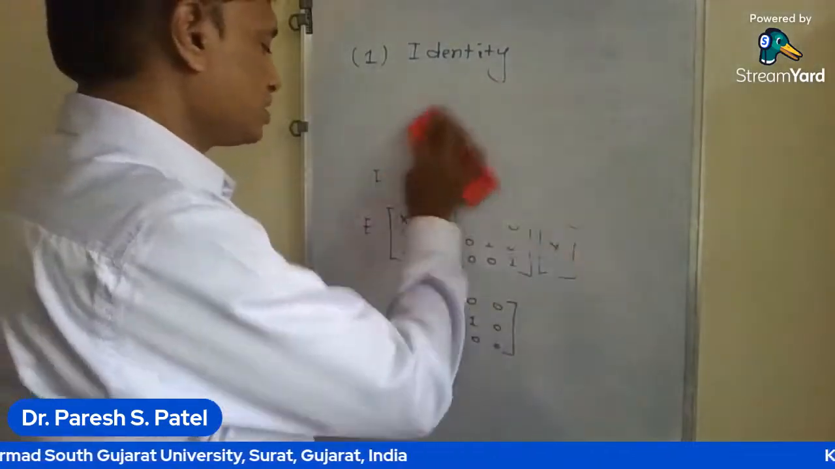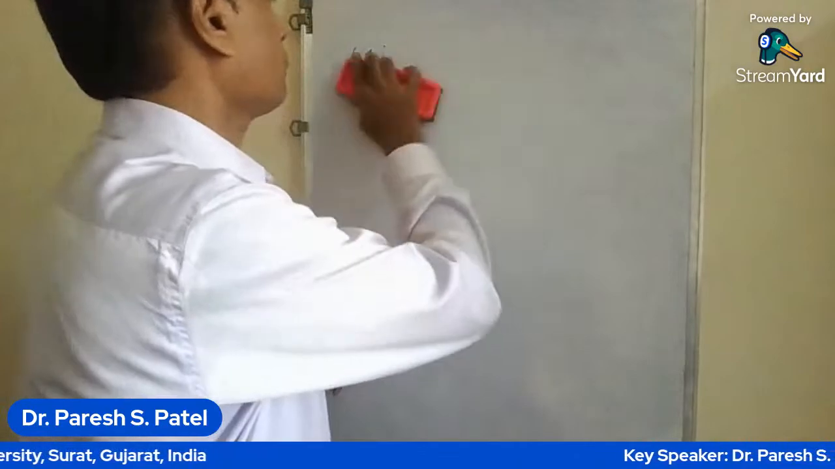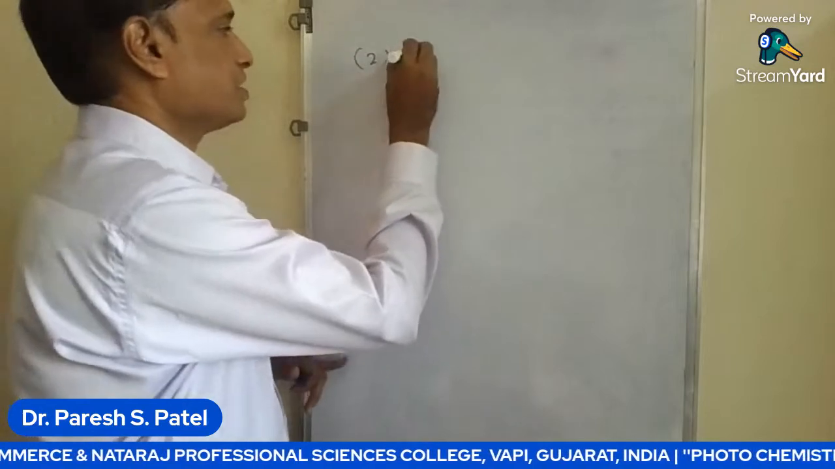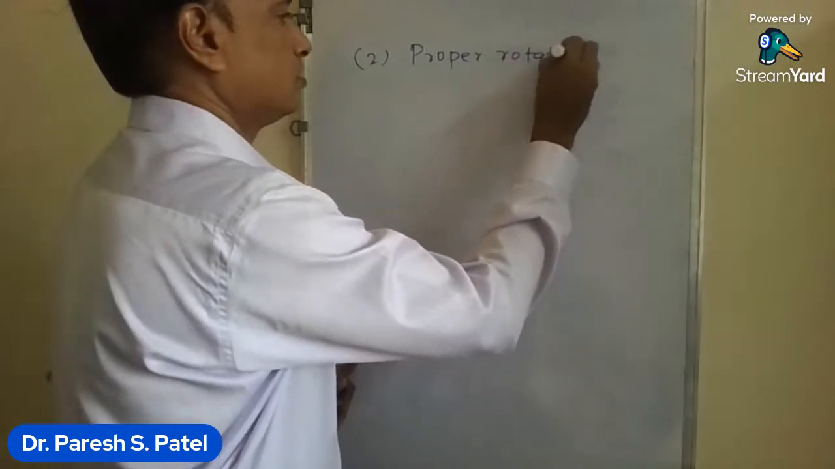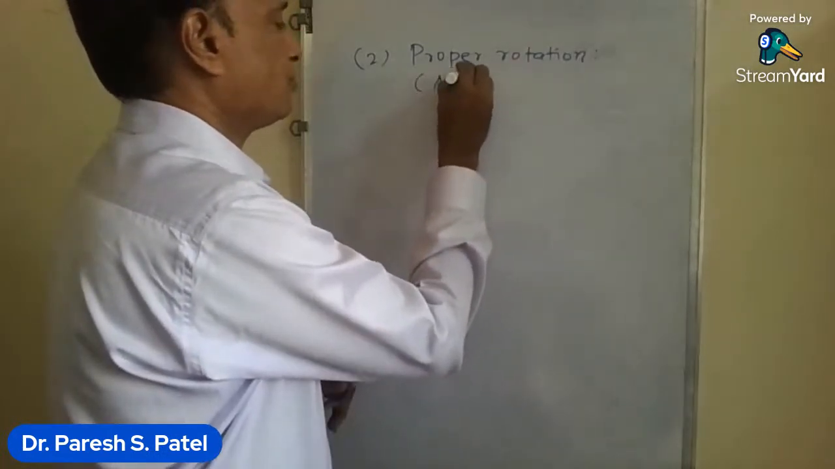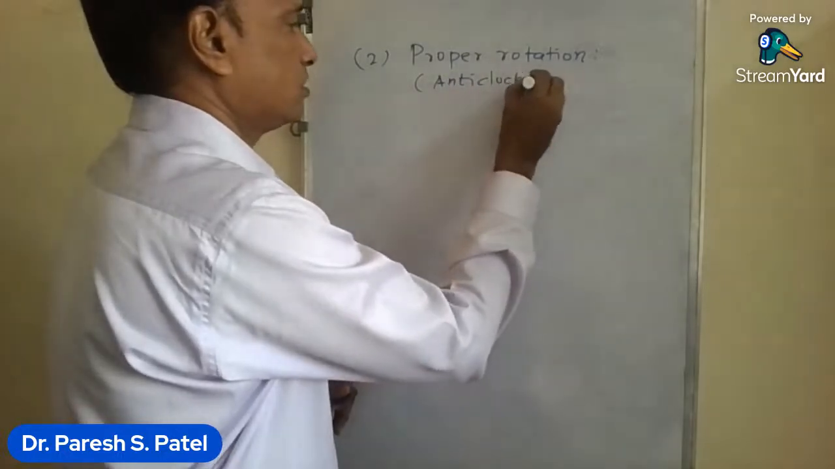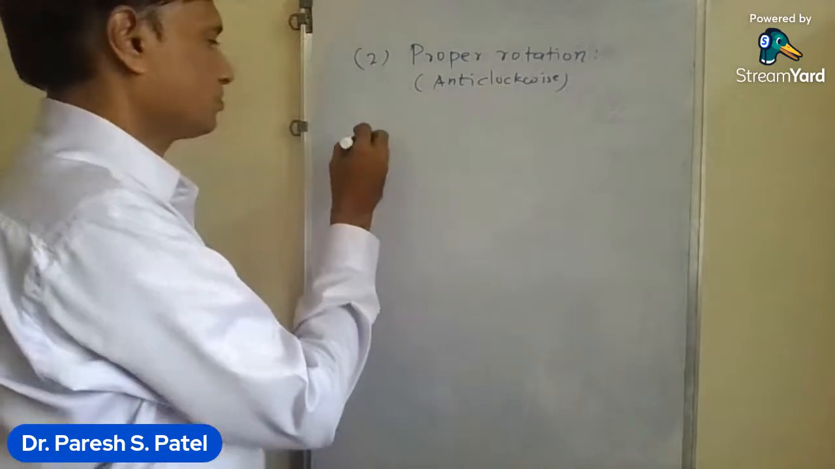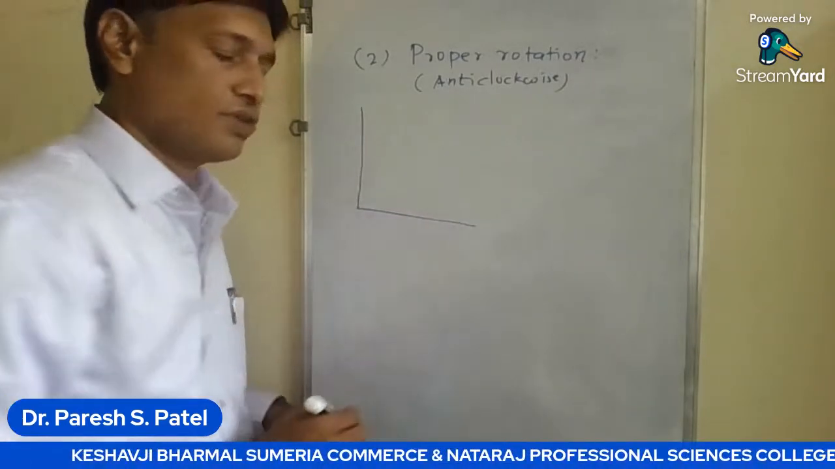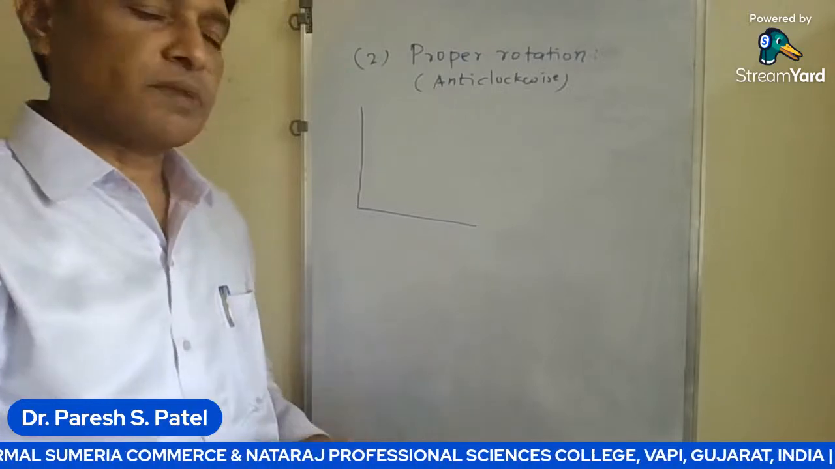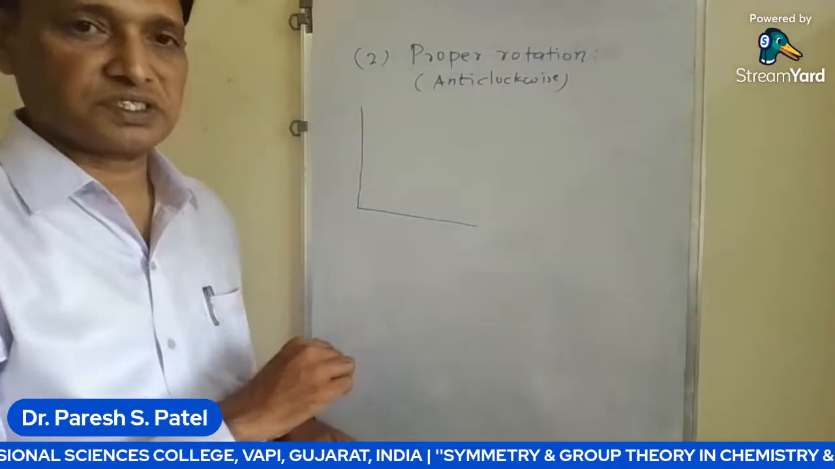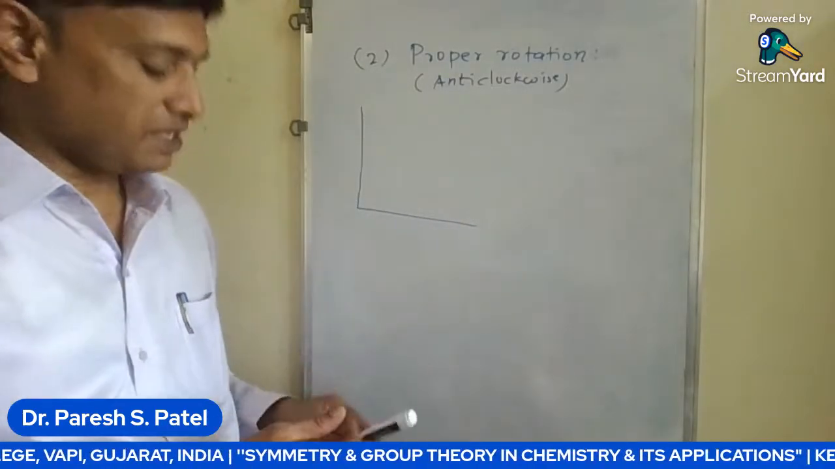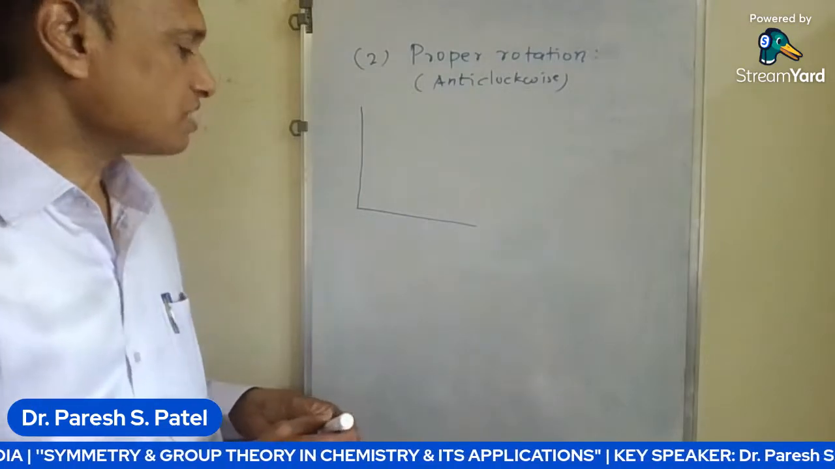Now the second symmetry operation is proper rotation. First of all, we go for the anti-clockwise rotation. In the case of matrix representations, if we operate different symmetry operations on two-dimensional vectors and find out the changes, those changes can be extended into three-dimensional ways.